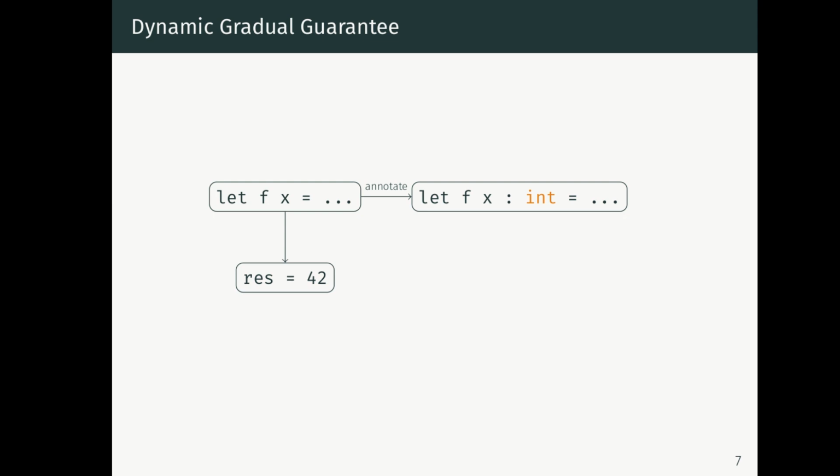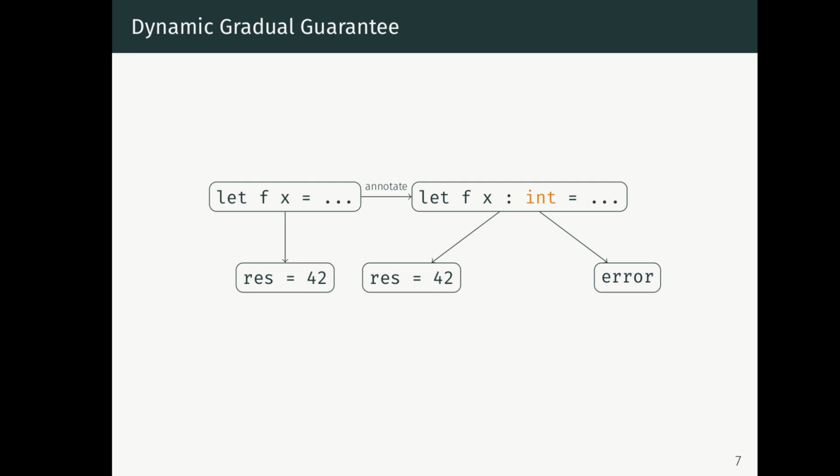The so-called dynamic gradual guarantee says there are two things that could happen in this scenario. The first possibility is that the program returns exactly the same result as it did before. The second possibility is that the type annotation cannot be honored during execution. For instance, in this example, maybe one of the calls to F returned a string instead of returning an integer, like its type reports. And in this case, the program should return an error to signal that a type contract has been violated during execution.